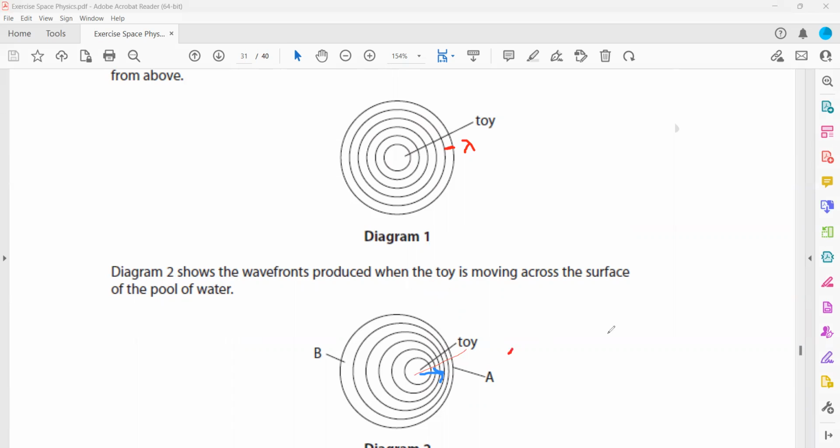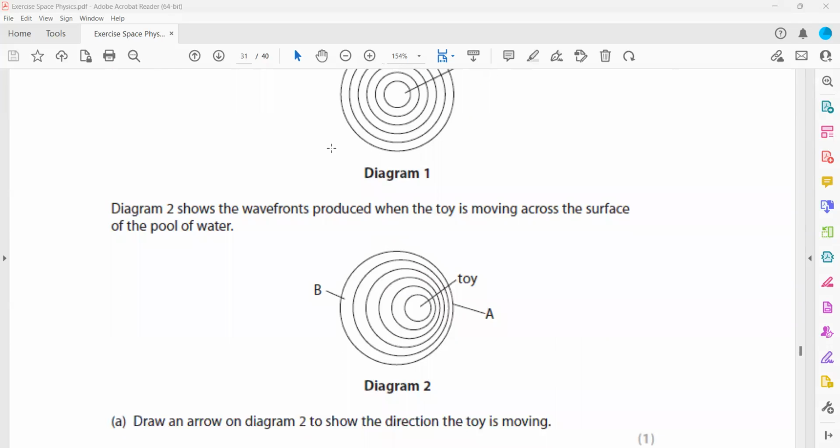It means whenever the source or observer moves towards each other, the wavelength, or the spacing between the waves, will decrease and the frequency will increase. And here you can see the gap between the wavefronts is increasing. It means the wavelength is increasing and the number of waves reaching per second is decreasing. So that's right, it is moving towards A, or towards the right.